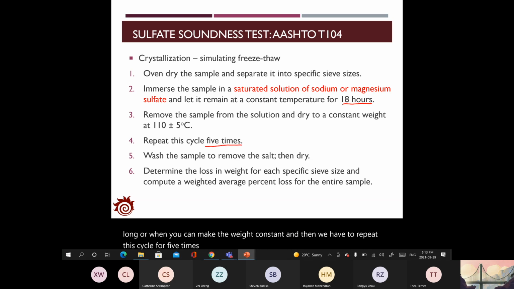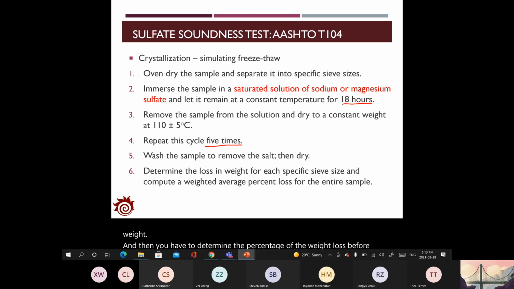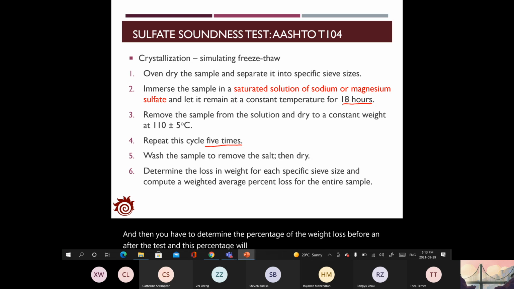After that, you wash the sample, remove all the salt, and let it dry. You also need to measure the dry weight, and then determine the percentage of the weight loss before and after the test. This percentage will be used for us to identify the freeze-thaw loss. And there will be some specific requirements about the percentage of the freeze-thaw loss for different materials applied for the granular base and subbase layers.